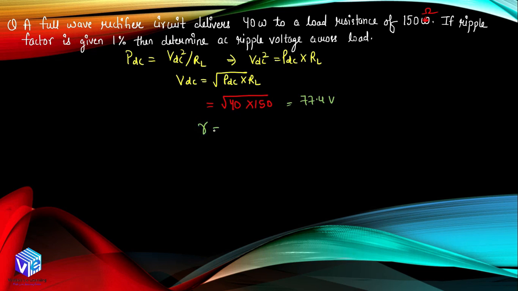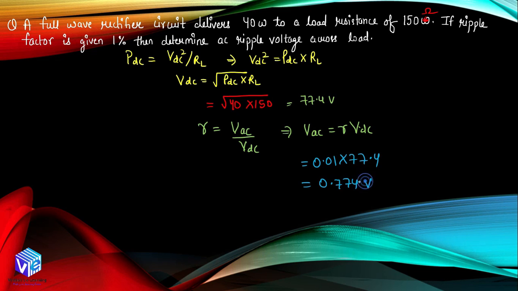Also the next thing given is the ripple factor. We know the formula of ripple factor, which is equal to VAC upon VDC. From here we can calculate VAC, which is equal to ripple factor into VDC. Now from the question we can put the value of ripple factor, which is 0.01, and VDC we have calculated, which is 77.4. So we will have 0.774 volt as the VAC output. I hope you understood this question well.